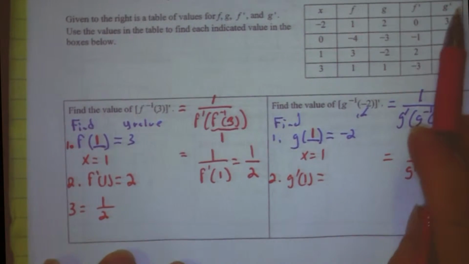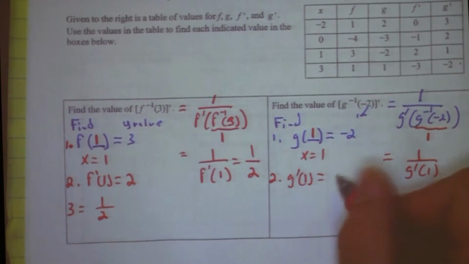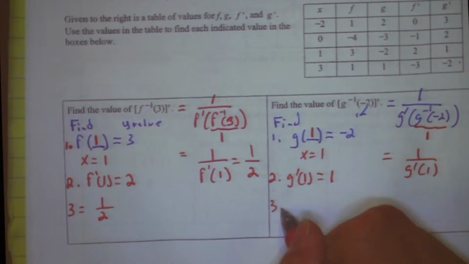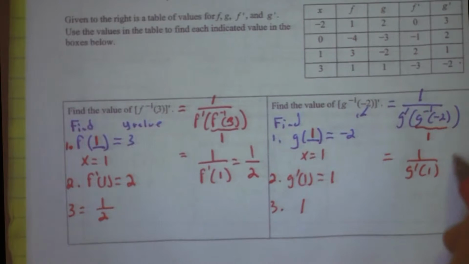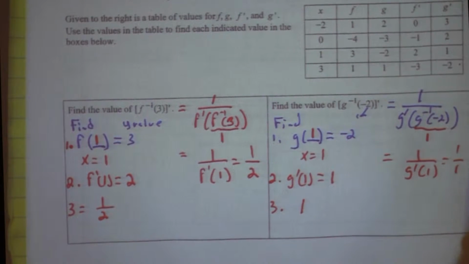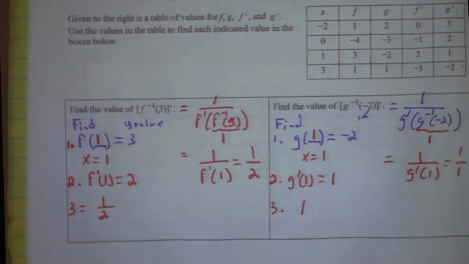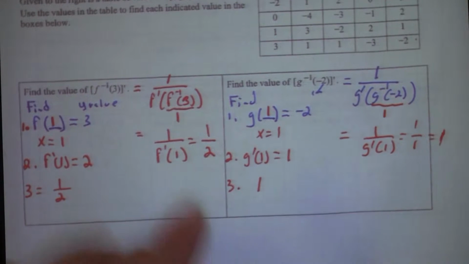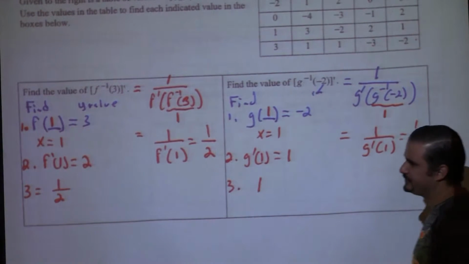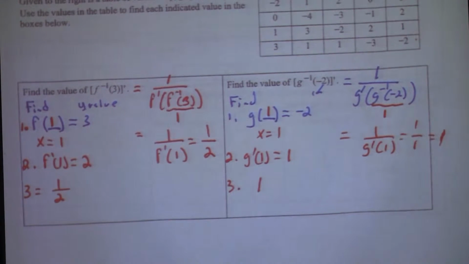What's the derivative of g at 1? 1. And if I flip that, it's still 1, right? Because I get 1 over 1, which is 1. Cool. Kindergarten stuff? Yeah? Try another one?